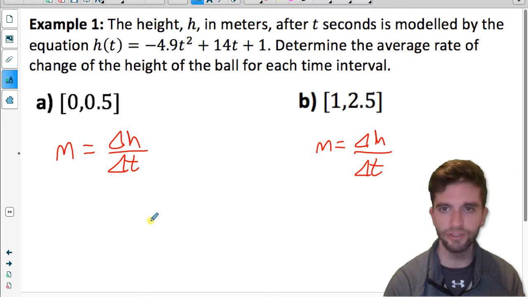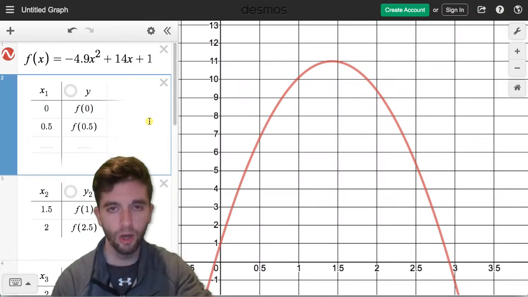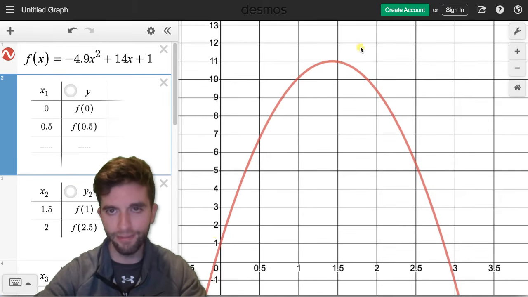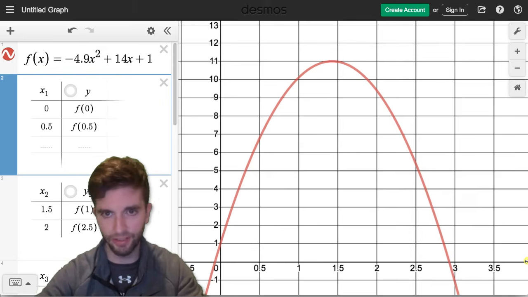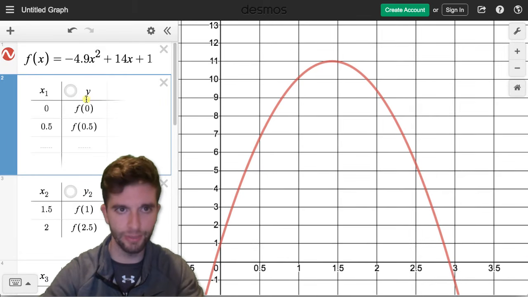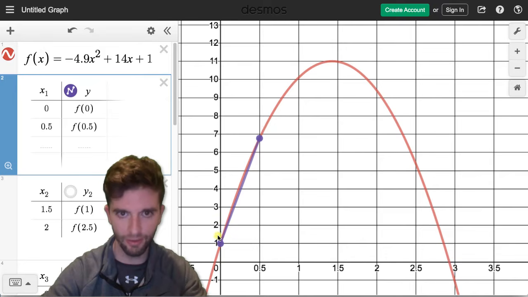And let me just make sure you understand what we're finding graphically. So let me head over to Desmos. Okay, so here's that quadratic function. The y values are the height, the x values are the time, and we're looking for the average rate of change, first of all, between the interval when time is 0 to when time is 0.5. So that could be represented with this secant slope.